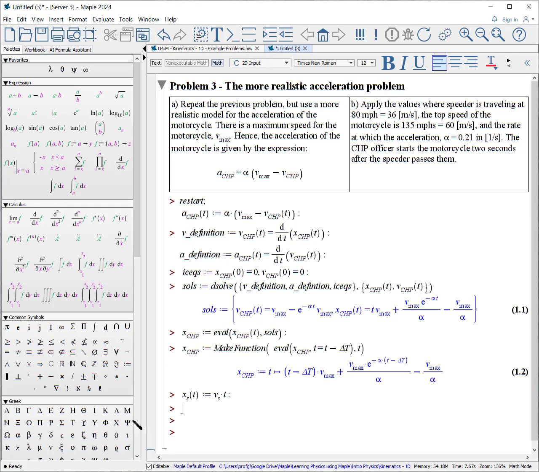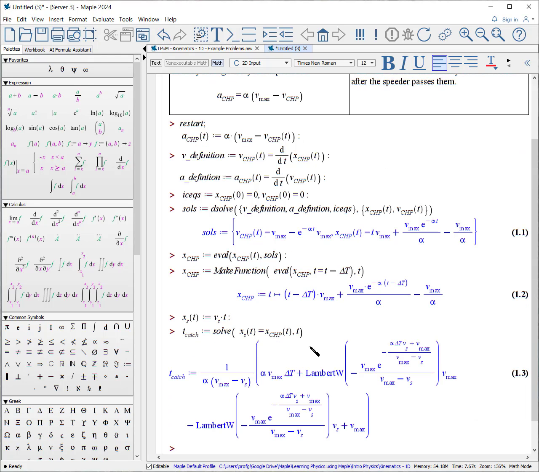The function of the speeding vehicle is still the same, velocity times time. In the end, the goal is the same. When is the position of the speeding vehicle that of the CHP officer? This looks like an incredibly complicated answer, and that's true because it uses the Lambert W function. Once we put some numbers in, it will make sense.